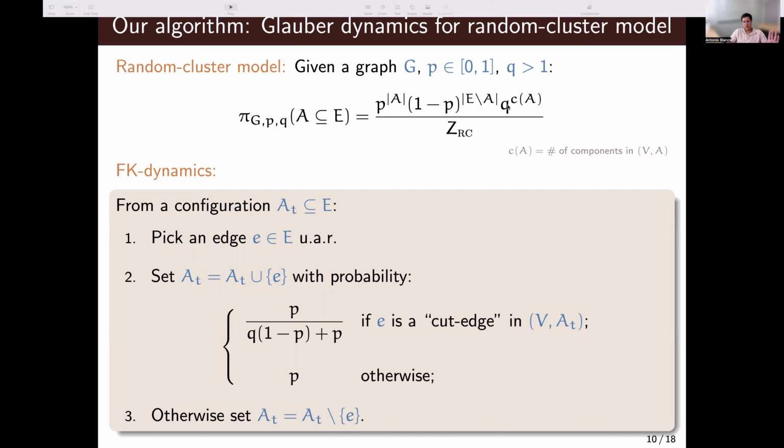And in this model, we can of course define the corresponding global dynamics Markov chain, which for distinction we're going to call the FK dynamics. So this chain starts from a subset of the edges, picks an edge uniformly at random, and then adds the edge with some probability. If the edge is a cut edge, which is an edge that changes the number of connected components in the graph, then it adds with this probability, otherwise with probability P. And if the edge is not added, then it is removed. Okay? So it's a fairly simple Markov chain for the random cluster model.